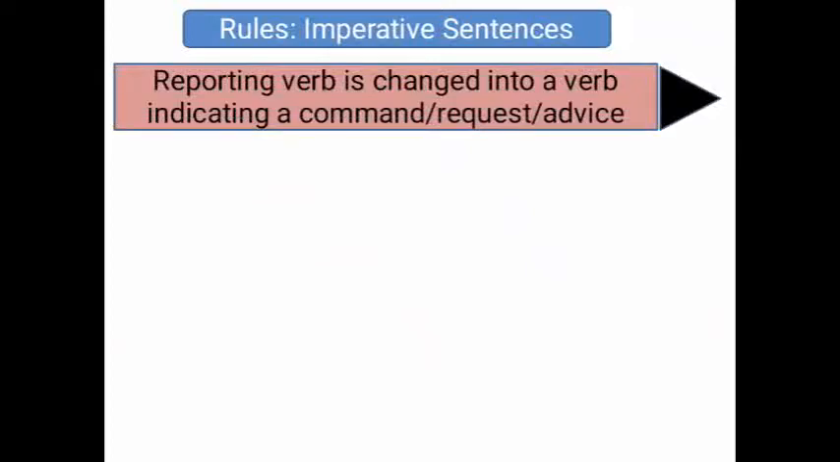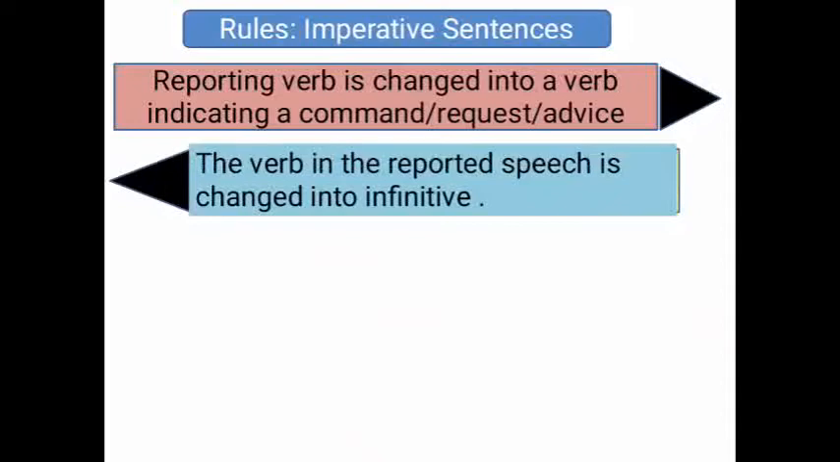Next, the rules of the imperative sentences. Imperatives are the orders, requests, advices and so on. So the reporting verb is changed into a verb indicating a command, request or advice. As these are the sentences which talk about commands, orders, requests and advices, therefore the reporting verb that is used is like commanded, requested, ordered, advised and so on. The verb in the reported speech is changed into infinitive.